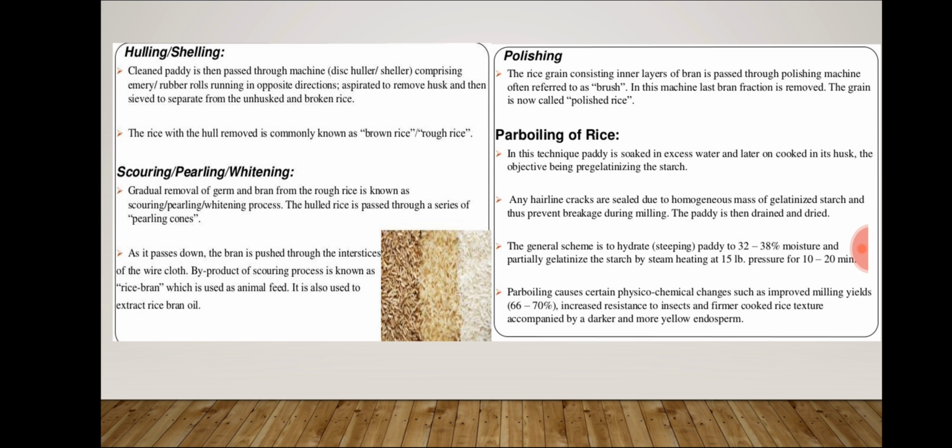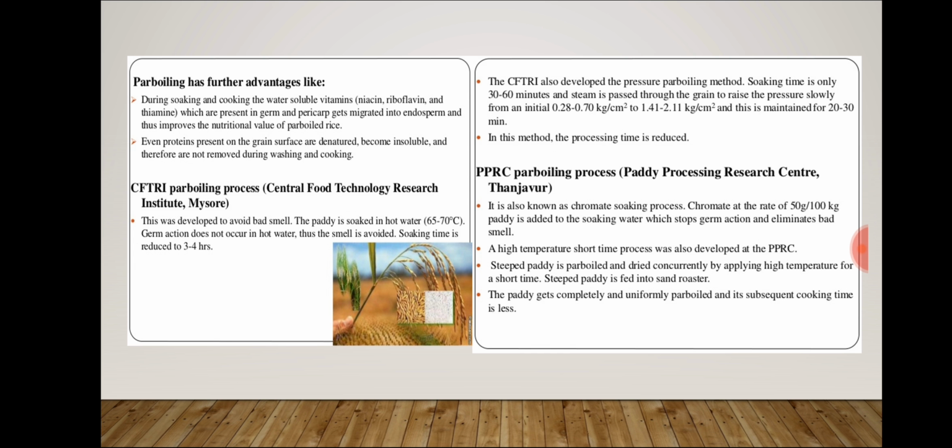Parboiling causes certain physical and chemical changes, such as improved milling yield, increased resistance to insects, and firmer cooked rice texture, accompanied by a darker and more yellow endosperm. Parboiling has further advantages. During soaking and cooking, water-soluble vitamins present in the germ and pericarp migrate into the endosperm, and this improves the nutritional value of parboiled rice. Even proteins present on the grain surface are denatured and become insoluble, therefore they are not removed during washing and cooking.